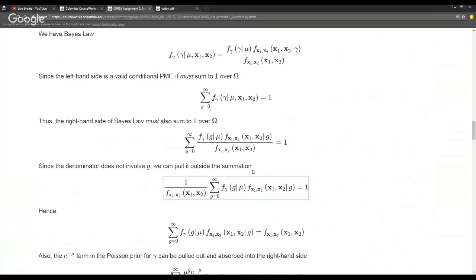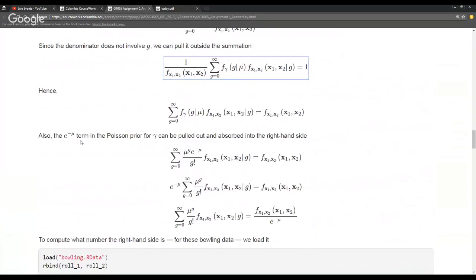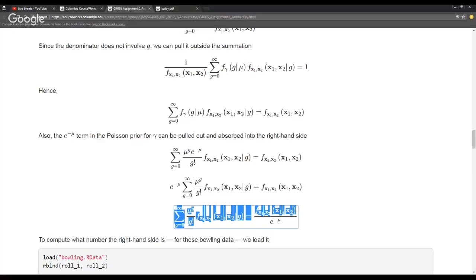Now, in doing that, I can again drop the e to the negative mu term because that doesn't involve gamma. So if I write out the Poisson PMF explicitly, I can pull the e to the negative mu part outside the summation and then divide by e to the negative mu on both sides. And now I have the summation of all this is equal to the denominator of Bayes' rule divided by an arbitrary constant, or not entirely. Well, it's pretty much arbitrary in this case. It was specified what mu should be for your problem in this one.